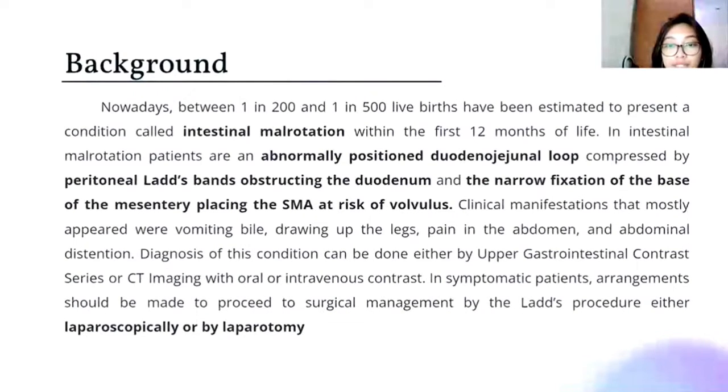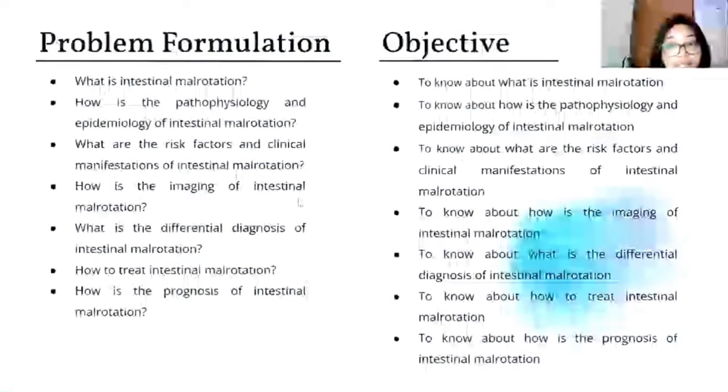In these conditions, the clinical manifestations that mostly appear are bilious vomiting, drawing up the legs, abdominal pain, and abdominal distension. Diagnosis can be done by either upper gastrointestinal contrast series or CT imaging with oral or intravenous contrast. In symptomatic patients, arrangements should be made to proceed to surgical management by the Ladd procedure, either laparoscopically or by laparotomy.